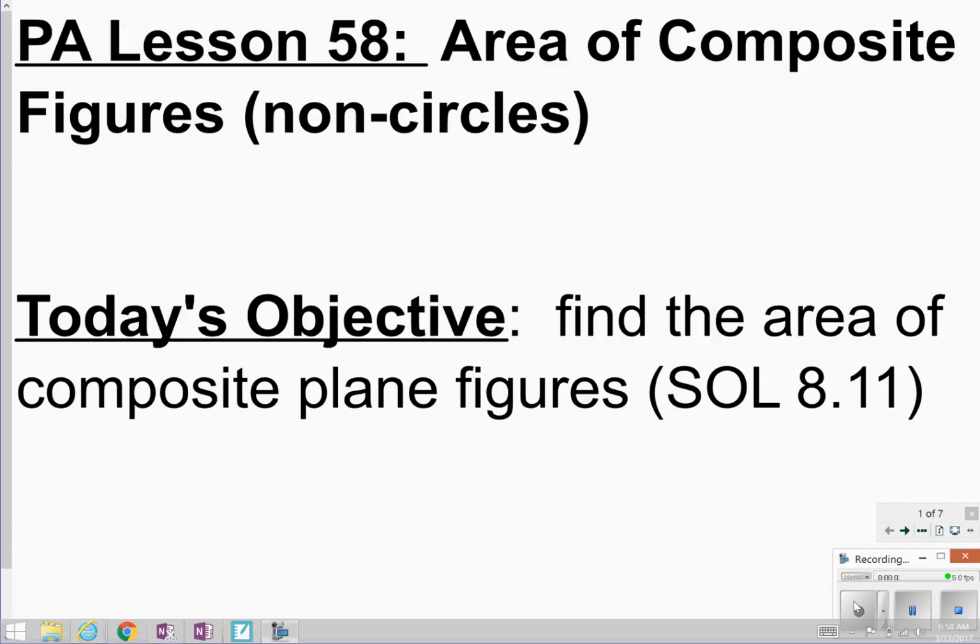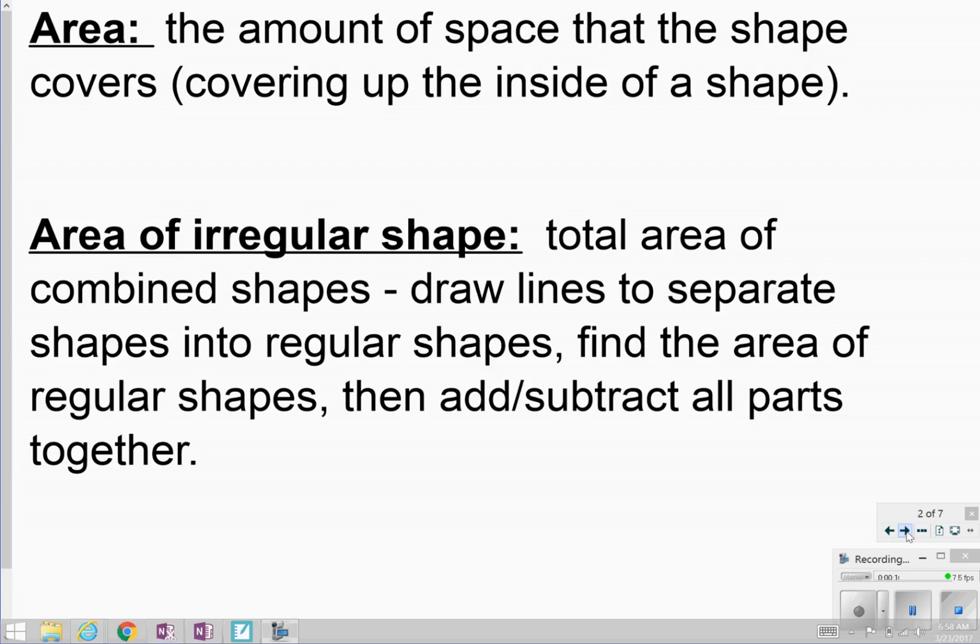Hi, today we're going to talk about area of composite figures. These don't include circles. So we'll be discussing how to find area of a combined shape image. Remember that area is the amount of space that the shape covers. It's basically the space inside of a shape, like if you wanted to paint the top of a table or put a tablecloth over something, those would be examples of area.